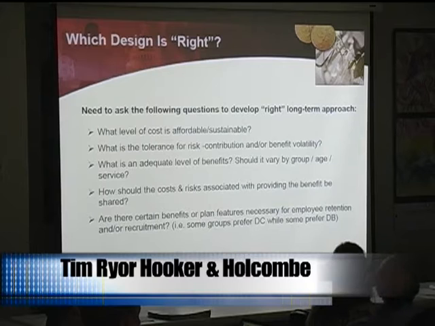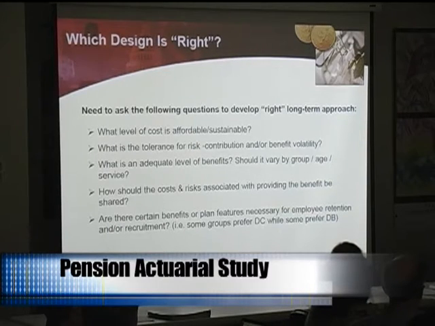What are the cost sharing arrangements? Do you want something 50-50 or should it be 80-20? How much of the cost of the total plan should be paid by the employee versus the employer? And then, are there certain benefits that are necessary for retention and recruitment? Some groups might prefer DB. Some groups actually might move around more and prefer a defined contribution plan. There also might be certain ancillary benefits that particular groups are looking for. Disability in particular comes up a lot with public safety workers. Some additional considerations on the next slide.